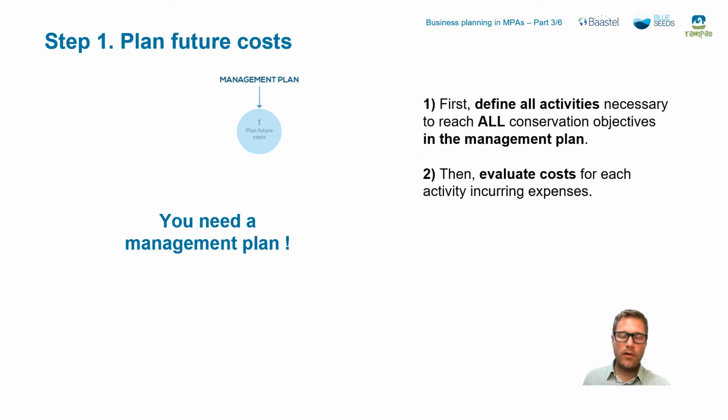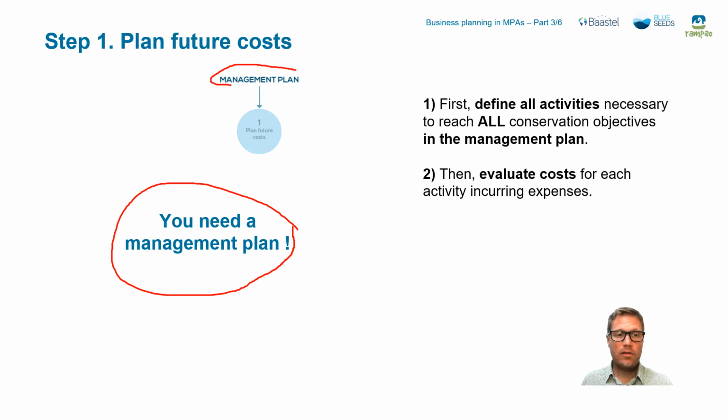So let's take the financial planning of your MPA step by step. Step 1, plan your future costs. Before you do that, you need to make sure you have a management plan for your MPA. As I said, the management plan is the Bible of your MPA and defines the conservation goals of your marine protected area. So before you can plan future costs using this management plan, you need to define all the activities that are necessary to reach the conservation objectives which are found in that plan.